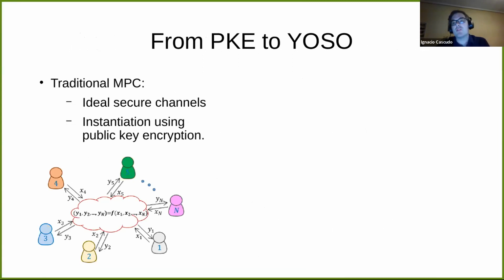Of course, in this model, we need to figure out how to implement the communication between parties. In traditional MPC, parties are known, and so you can essentially assume that there are secure channels between each pair of parties, because you can instantiate that using public key encryption. Everyone has a public key, and the identities of the parties are known, so you know which public keys to use in order to encrypt towards a given party.